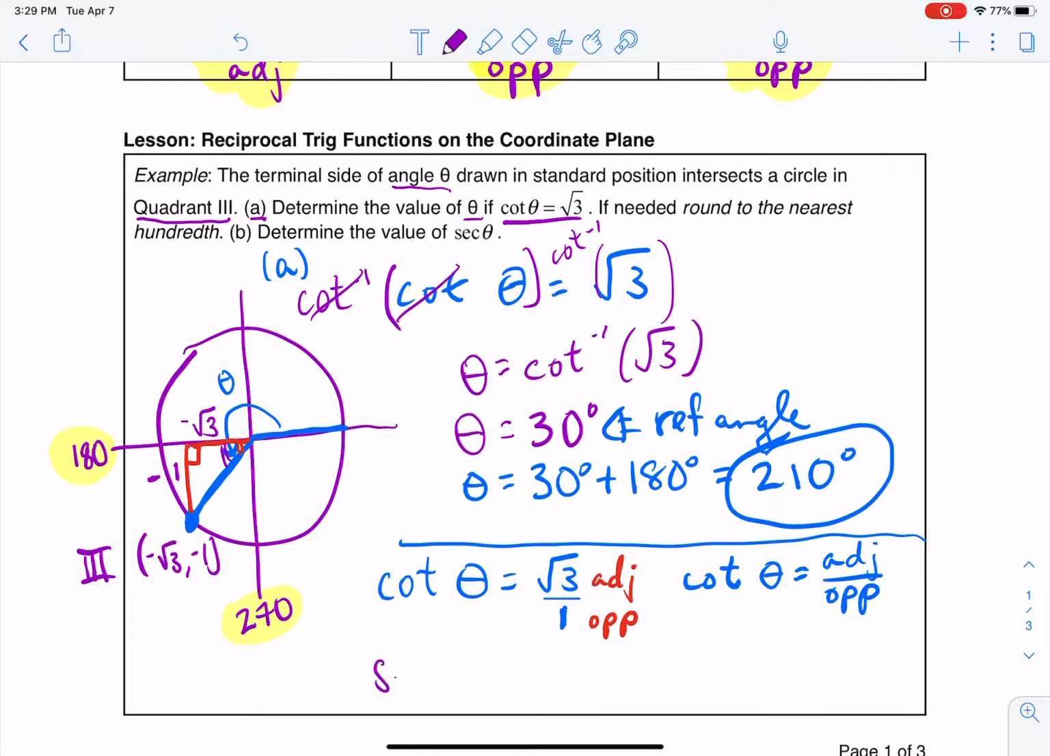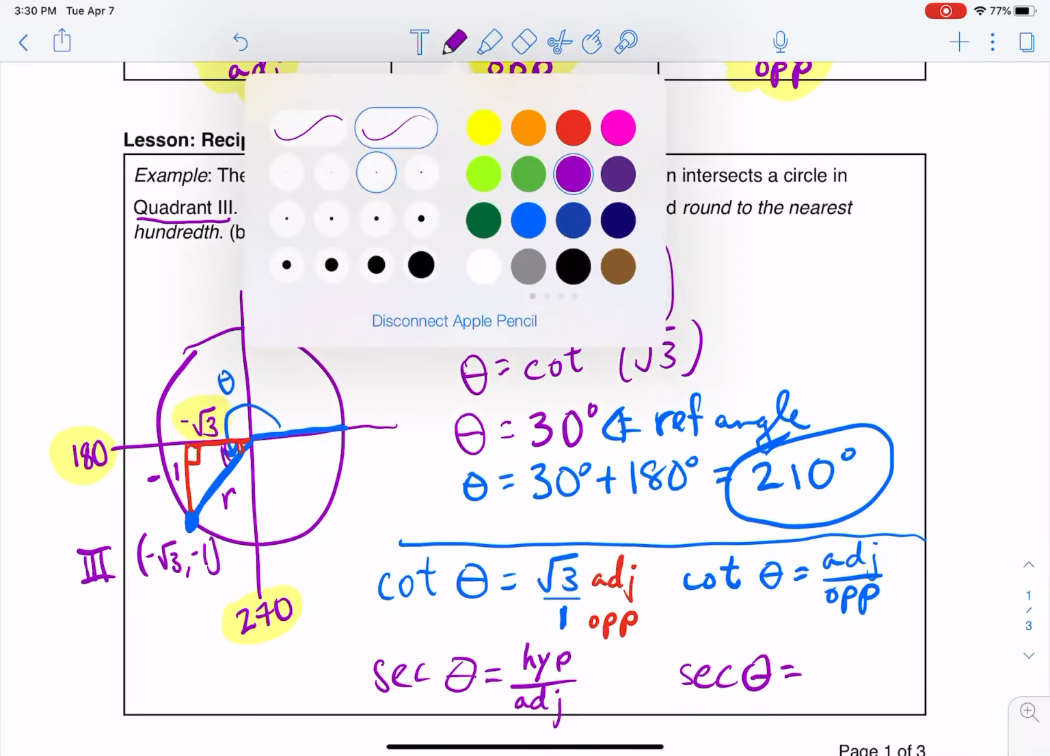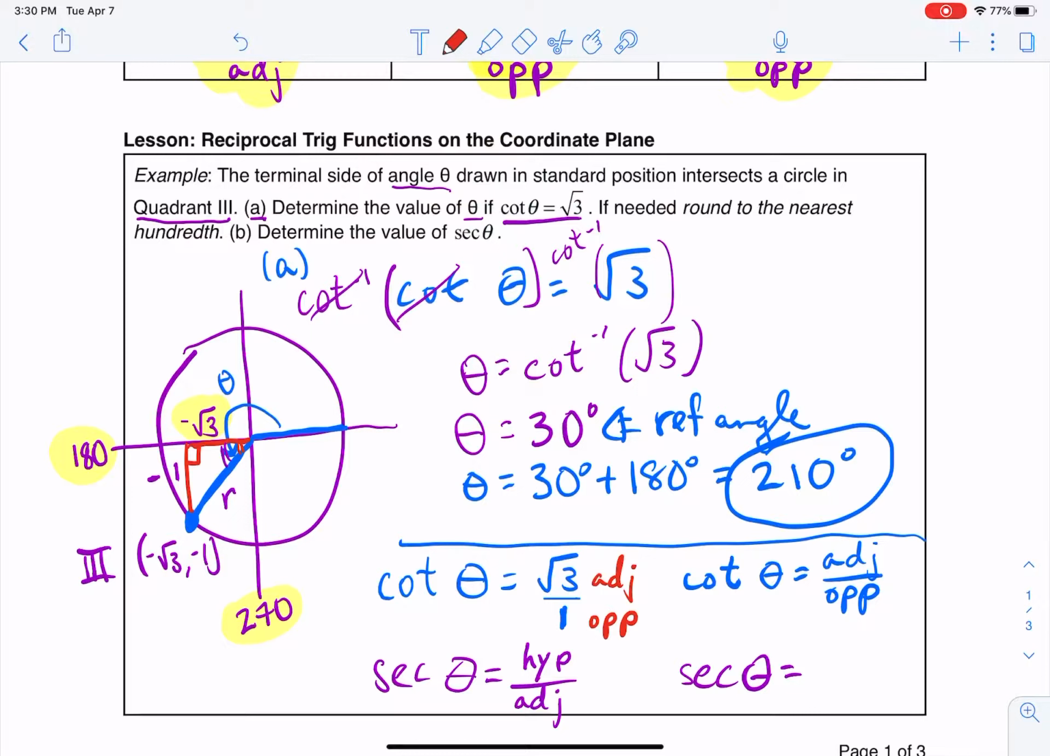Okay, we're almost there. So secant of theta. Well, secant equals the hypotenuse over the adjacent side. All right, well, we know the adjacent side has a length of this negative square root of 3. We need to really find what our hypotenuse is here, or what the radius is. And to do that, I can just use the Pythagorean theorem. So it'd be negative 1 squared plus square root of 3 squared equals r squared.